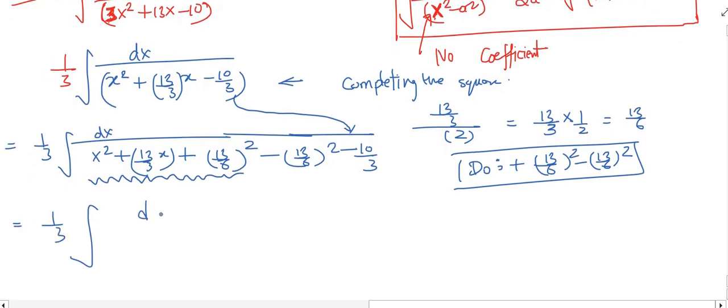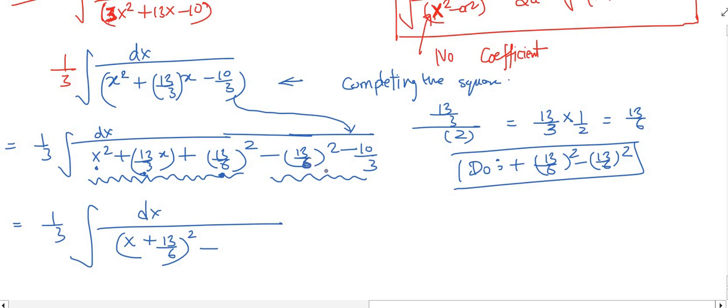So we can pretty much write this down like x plus 13 by 6 square. This is x square, this is a square, this is 2ab. The remaining part I will combine. Minus the square of 13 by 6. 13 by 6 square is actually 169 by 36. So let me write here 169 by 36 minus 10 by 3.